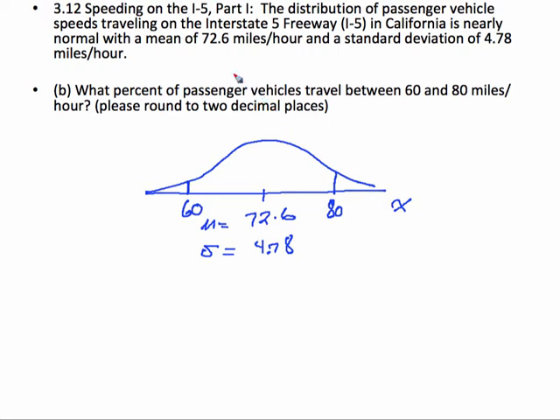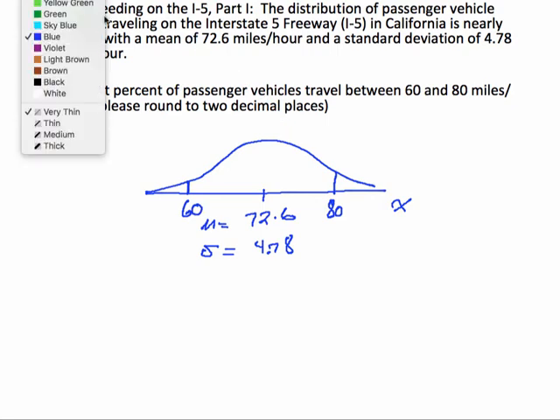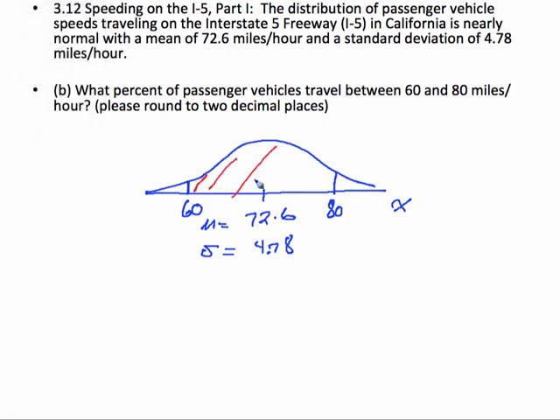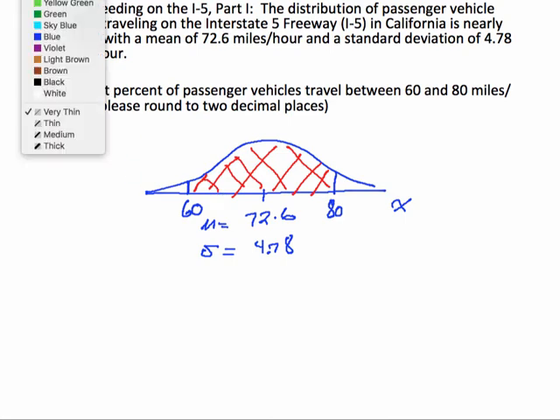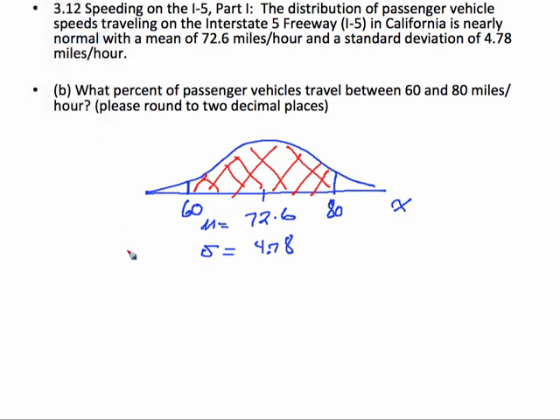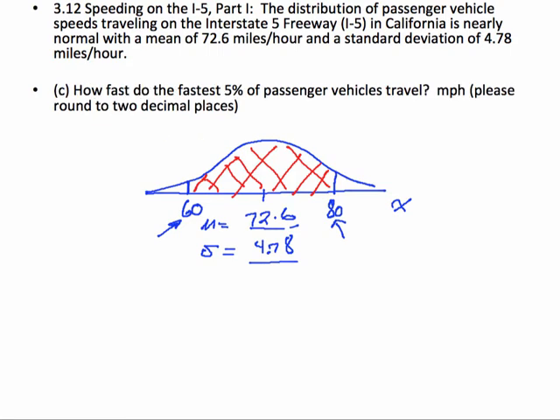All right, so they want us to calculate the area between those 2 points this time. So this region right here is going to represent the proportion of vehicles that drive between 60 and 80 miles per hour on the I-5, okay? So that means your left end point is going to be 60, your right end point is going to be 80, your mean is going to be 72.6, and your standard deviation is going to be 4.78. Okay, again, I'll let you take that home and just help you get it set up, and let's go take a look at the next one.